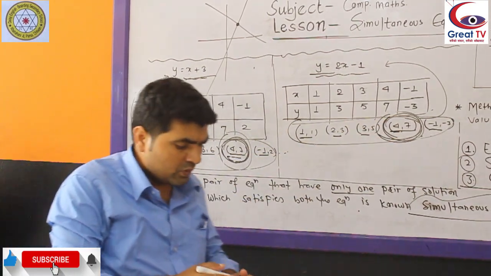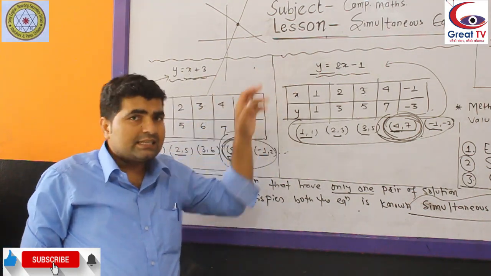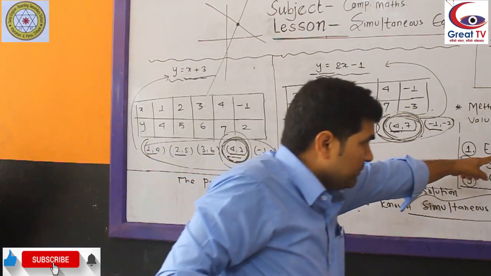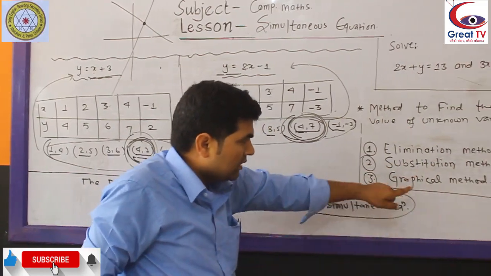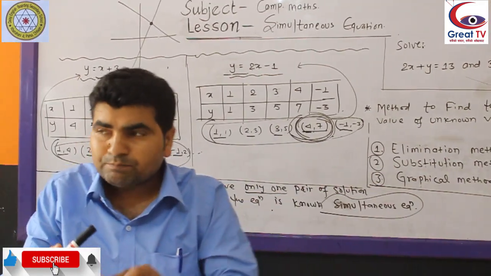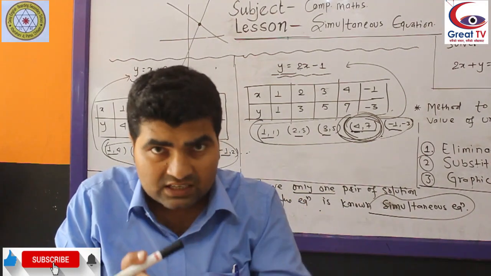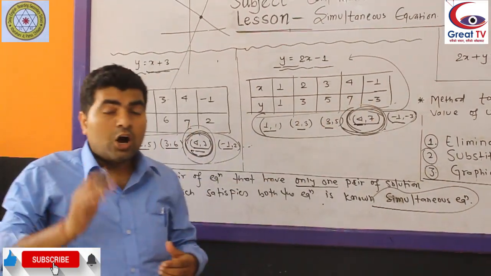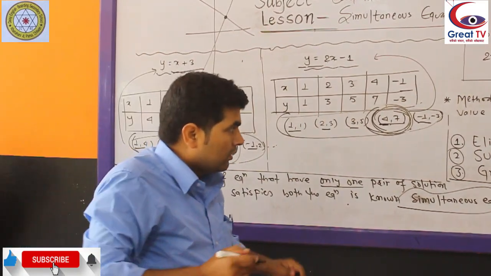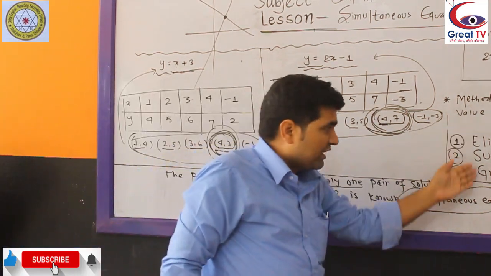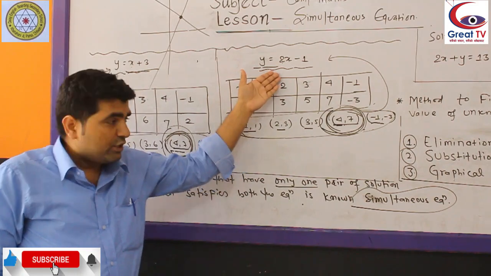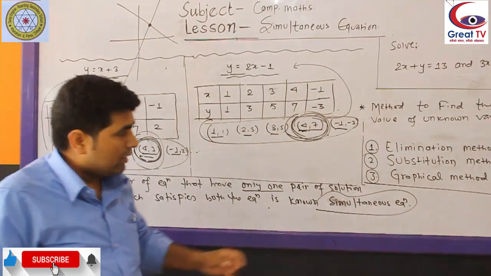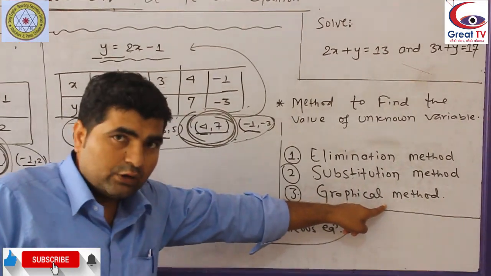Okay students, now we can solve these two equations, the simultaneous linear equations, by using different methods: elimination method, substitution method, graphical method, matrix method, row equivalent method, Cramer's rule, and many methods we can use to find the value of the unknown variables. But in class 9 we use these three methods: elimination method, substitution method, and graphical method. You have already learned the graphical method in class 8 by using graph paper.